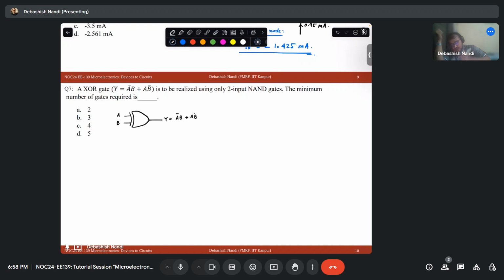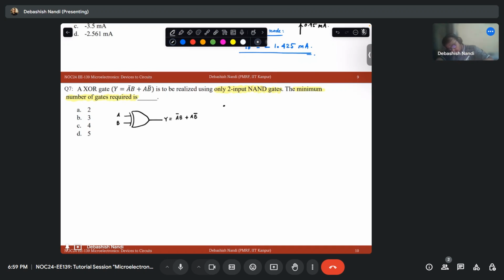A B bar. So we are asked to find out the minimum number of gates required, and we can only use two input NAND gates. Okay. So how to go about solving this problem? Just note the steps very carefully.